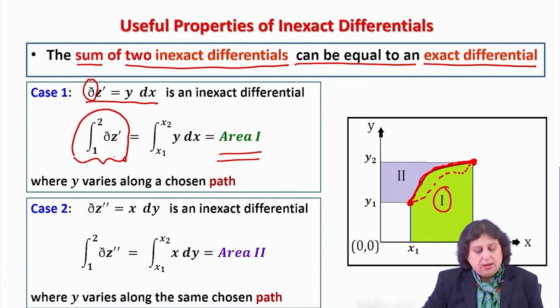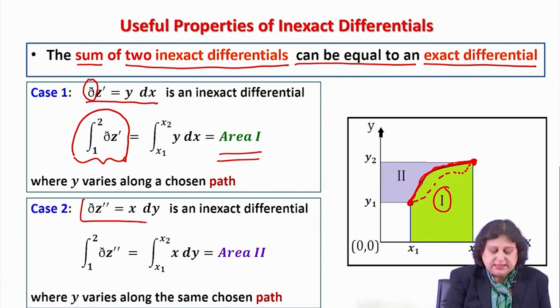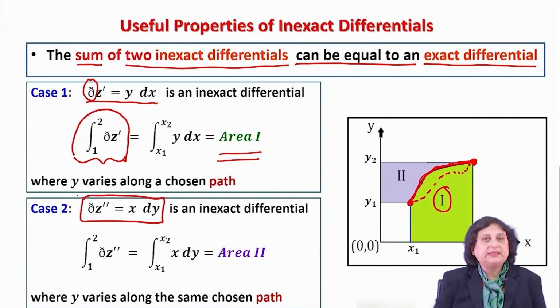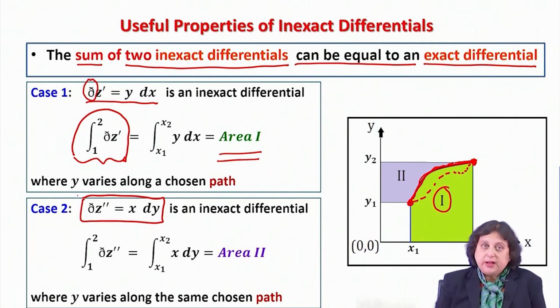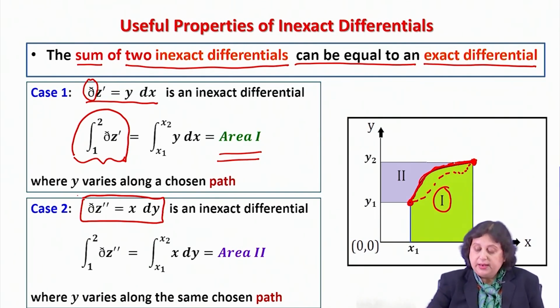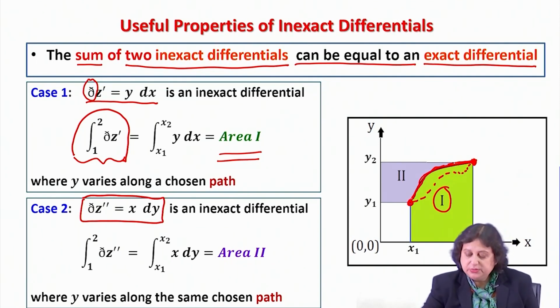Now, the second case that we consider here is another inexact differential, dz double prime, and that is x dy. So once again, if I integrate dz double prime, I understand that I have to choose some other area, some other pathway while I go from the initial state to the final state. So let me choose the same path that I had before.